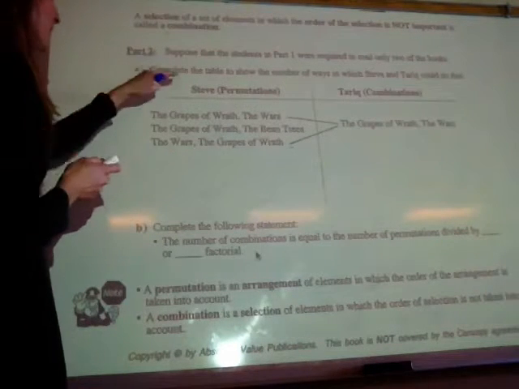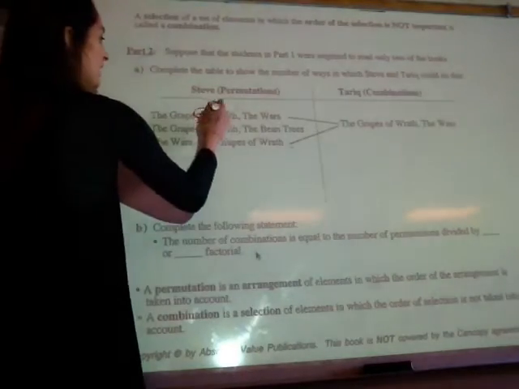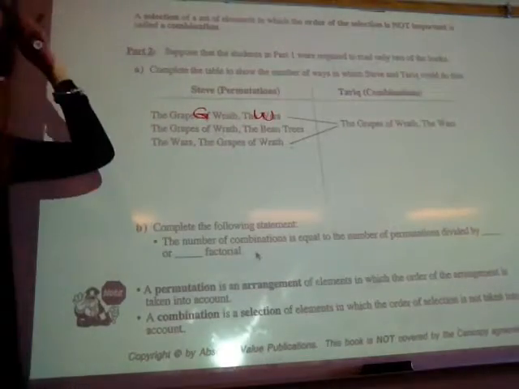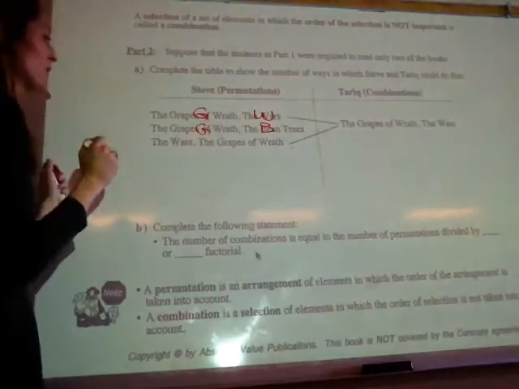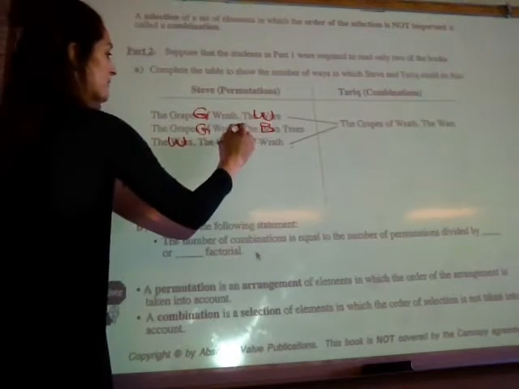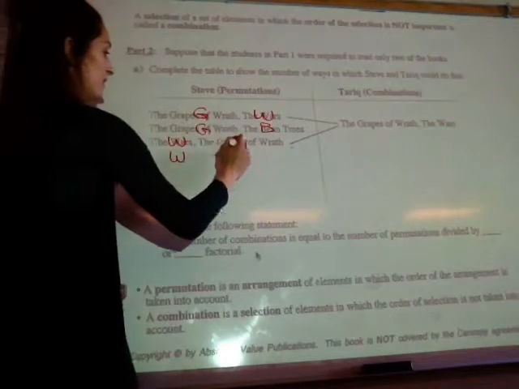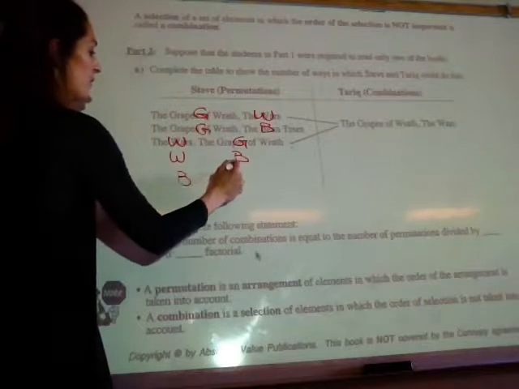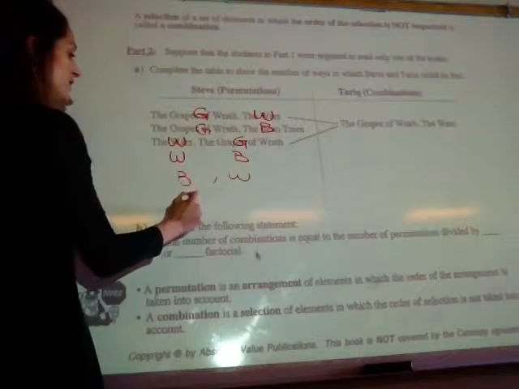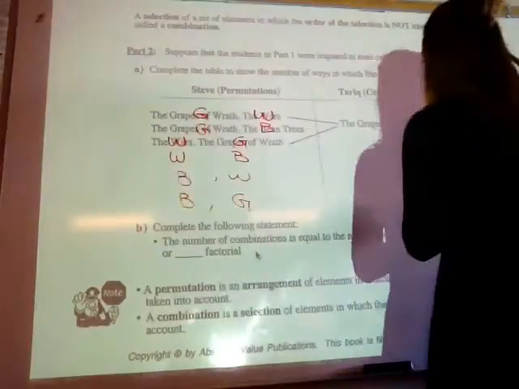Okay, so Steve using permutations. We could take out the Grapes of Wrath, so G and W, so Grapes of Wrath and The Wars, or Grapes of Wrath and The Bean Trees. Okay, or we could take out The Wars and the Grapes of Wrath, or we could take out The Wars and The Bean Trees. Okay, lastly we could take out The Bean Trees and The Wars, or The Bean Trees and the Grapes of Wrath. Okay, that's where order matters.